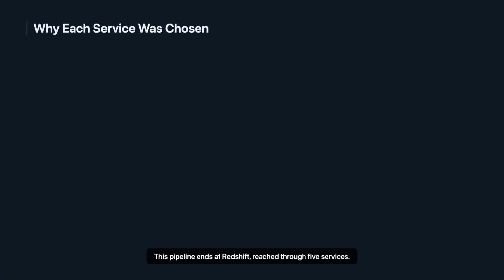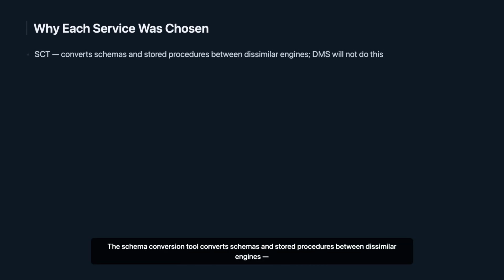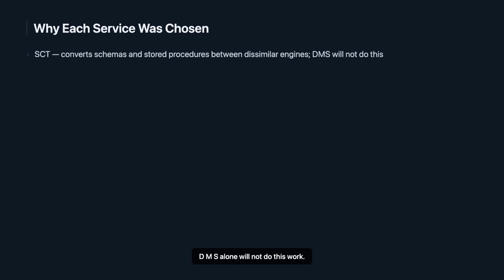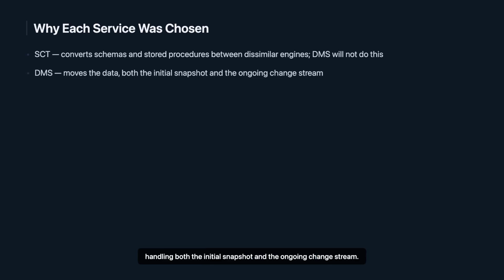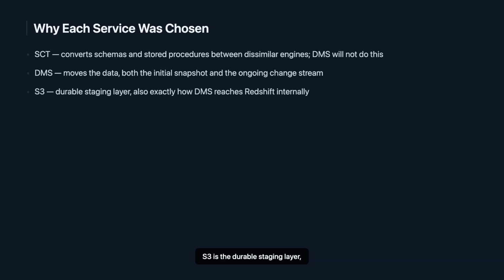This pipeline ends at Redshift, reached through 5 services. Let's walk them in order. The schema conversion tool converts schemas and stored procedures between dissimilar engines. DMS alone will not do this work. DMS moves the data, handling both the initial snapshot and the ongoing change stream. S3 is the durable staging layer, and it's exactly how DMS reaches Redshift internally anyway.